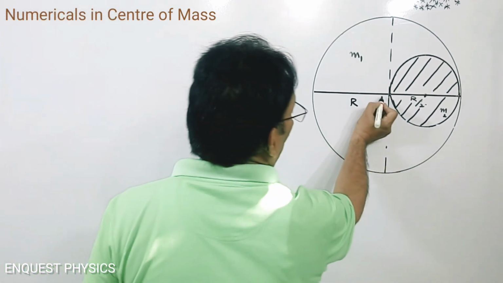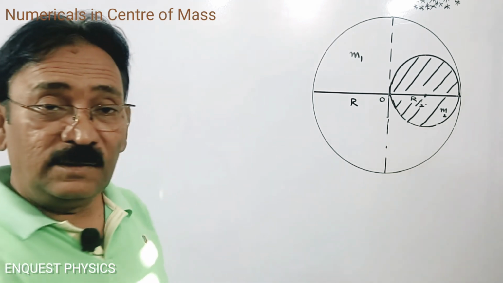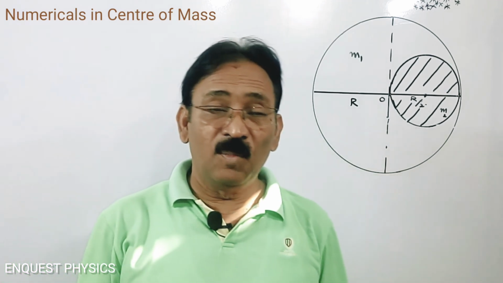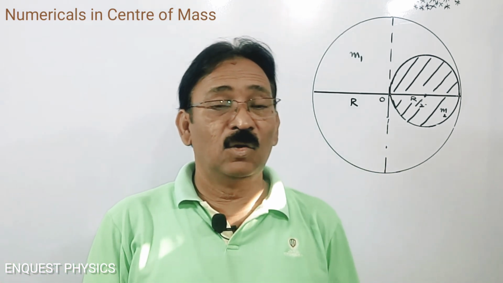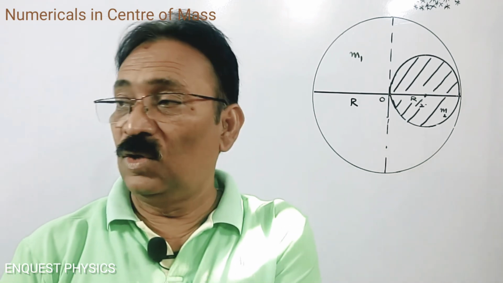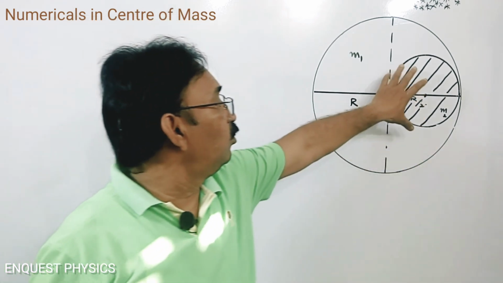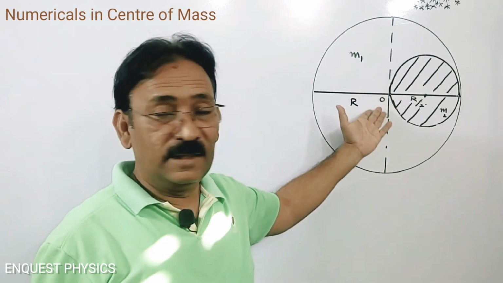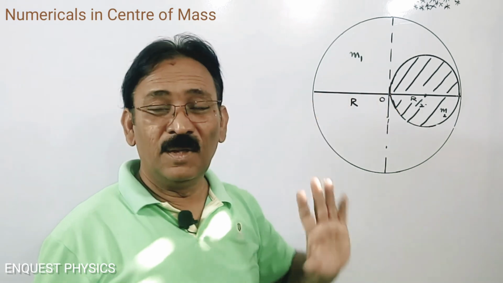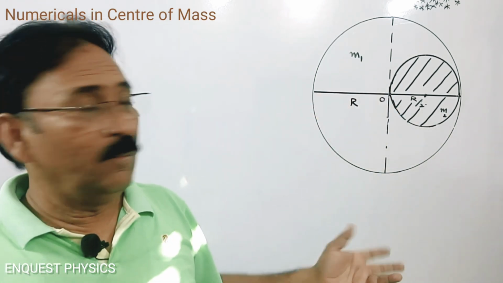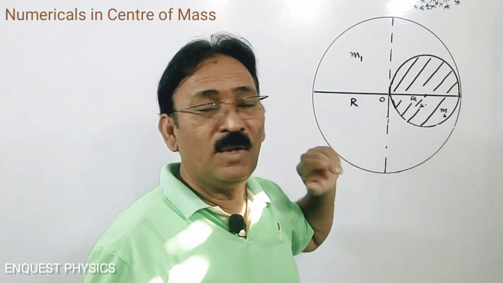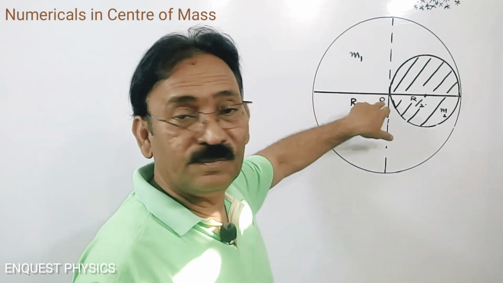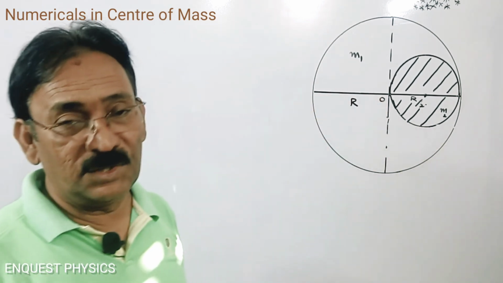If you take this as the origin, you learned that the center of mass of a regular shaped body is always located at its geometrical center. Obviously, if you didn't remove this part, the coordinates of the center of mass, xcm and ycm, are 0, 0. But what we are doing here is removing this mass, so obviously the center of mass will be shifted. It lies somewhere here. Then we have to find the exact location.